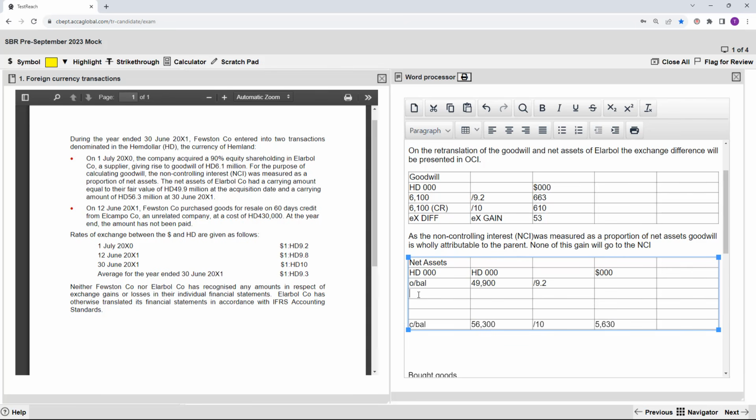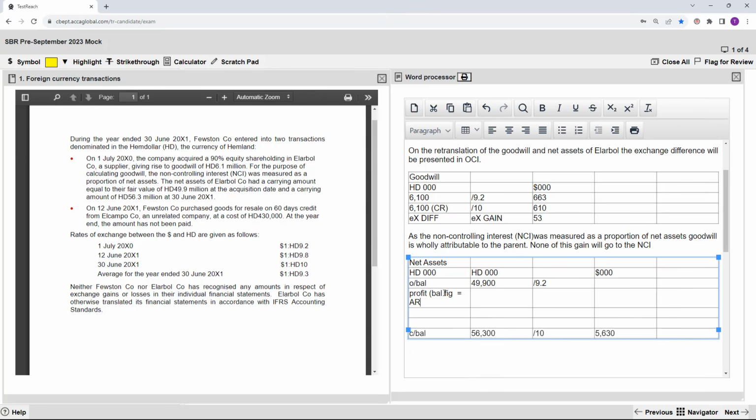Now, profit, although the opening assets are translated at the opening rate and the closing assets translated at the closing rate, the profit for the year is translated at the average rate. So the profit for the year, first of all, is a balancing figure. I'm not given it. And secondly, it's going to be translated at the average rate. So let's just leave a little bit of an explanation as to what we're doing.